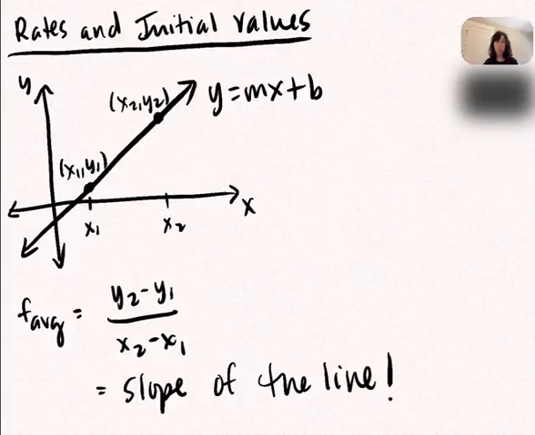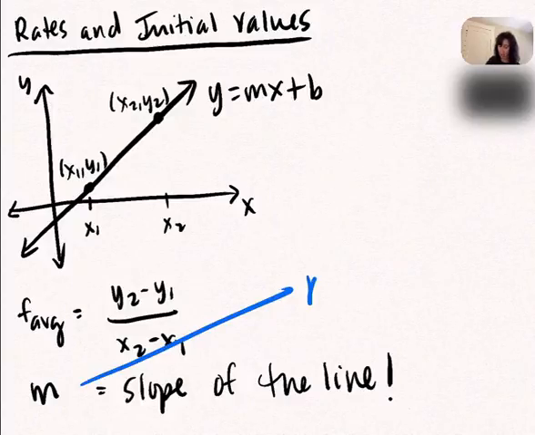Now, when we do word problems, we're going to call this rate of change, or slope, a rate. So you're going to be asked to find a rate when actually for linear equations, it just means slope. So this m is just a rate.